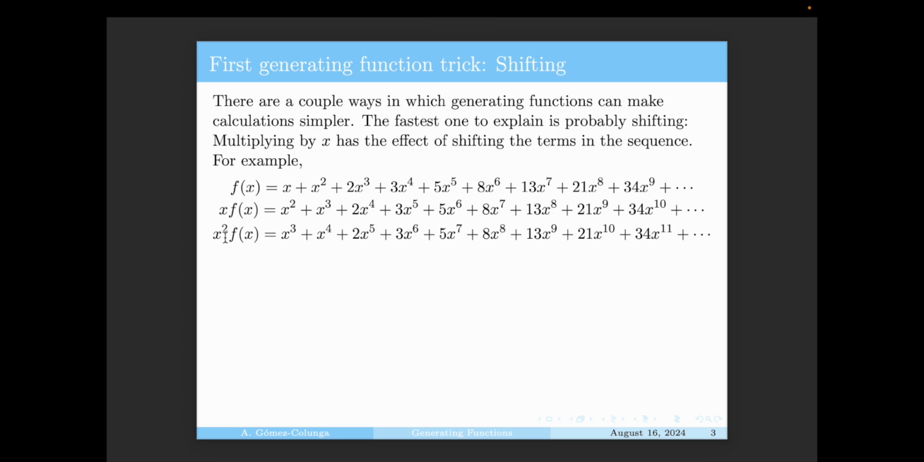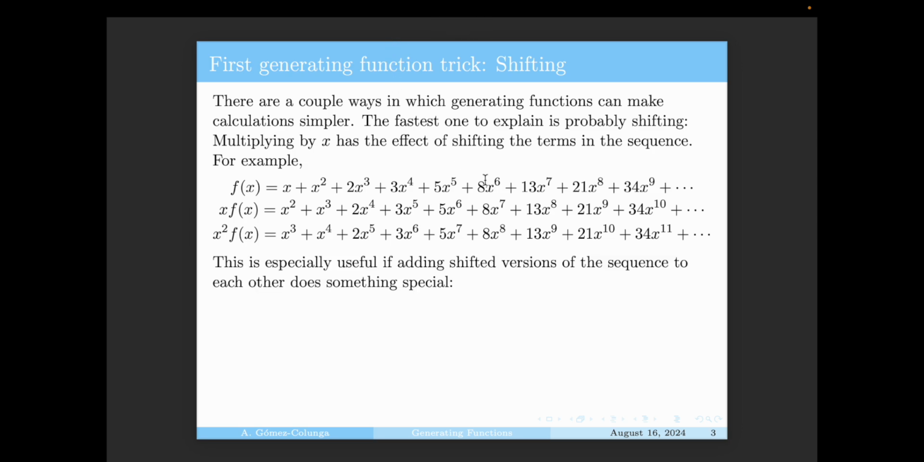Similarly, multiplying by x squared will shift things twice. While before, the sixth term was 8, now the sixth term is just 3. So for the sequence corresponding to this generating function, it starts with a 0th term of 0, a first term of 0, a second term of 0, and then gets into the 1, 1, 2, 3, 5, and so on.